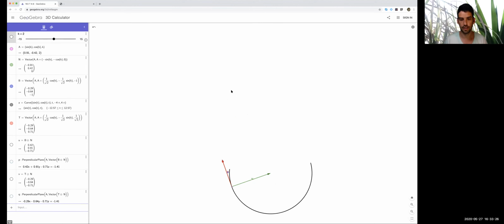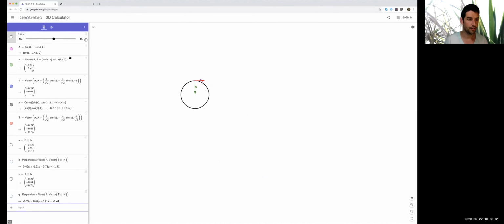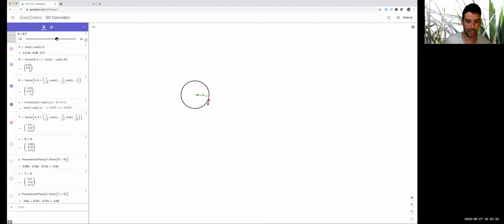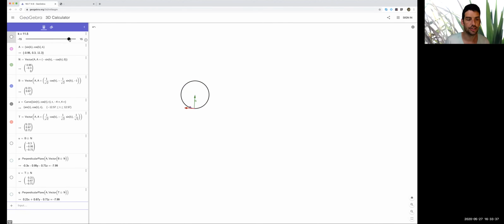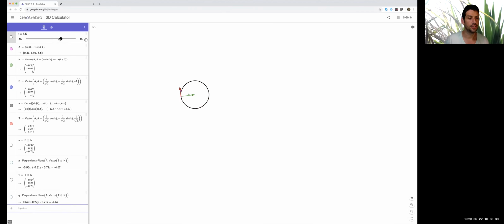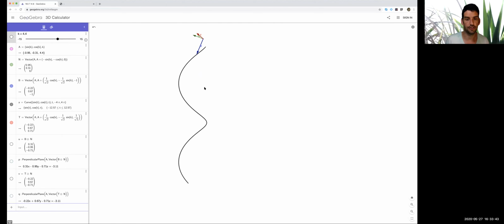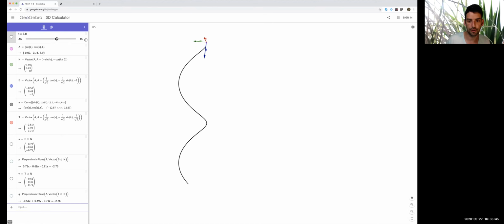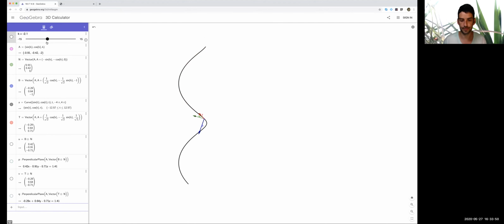Let me zoom out a little bit, right? So when we're looking down the circle, we can't really see B because it's pointing into the page, into the screen. But when we look at it in this direction, there we go, a nice image of these curves.